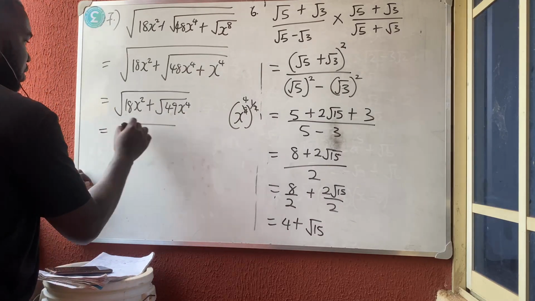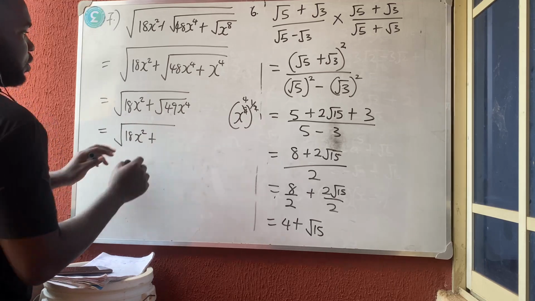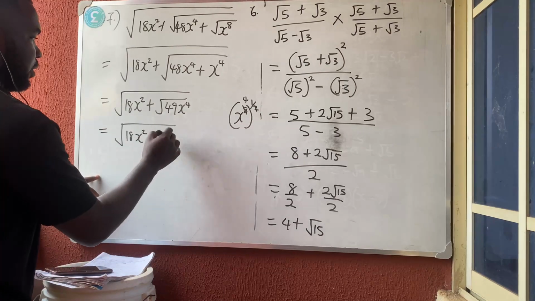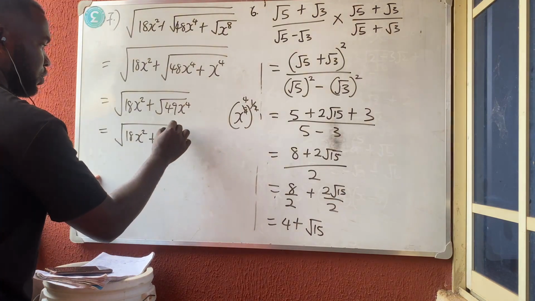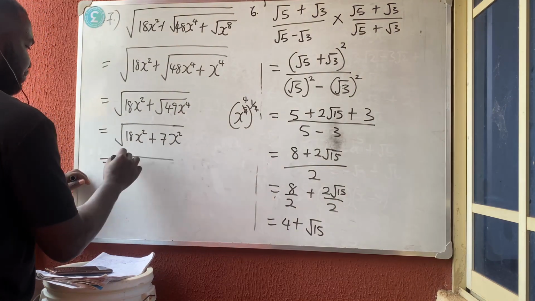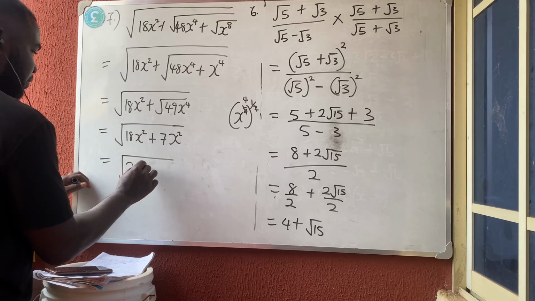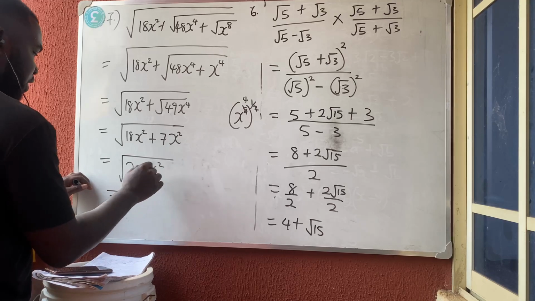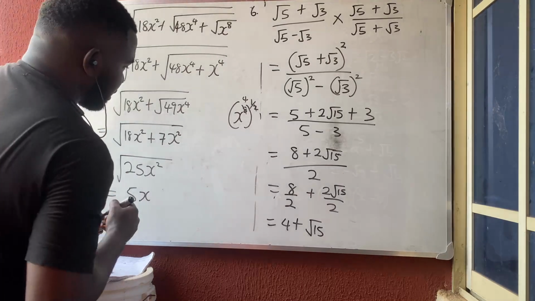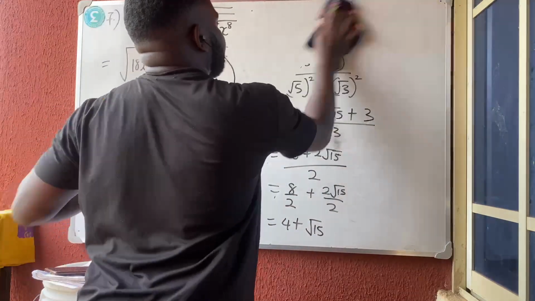I'm having the square root of 18x raised to the power 2 plus square root of 49 is 7, and square root of x raised to the power 4 is divided by 2 here to have x raised to the power 2. Okay, so what do we have? This plus this will give me 25x raised to the power 2, and square root of 25 is 5, square root of x squared is just x. So my answer is 5x, as simple as that.